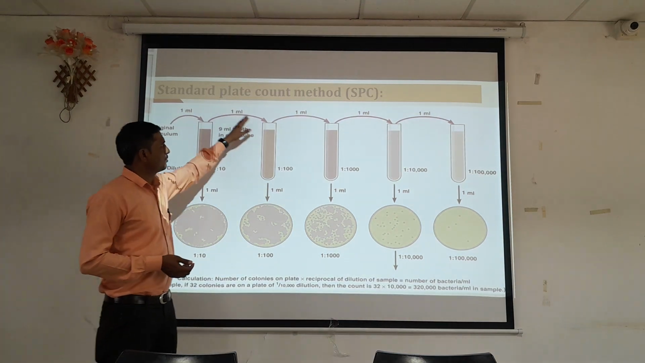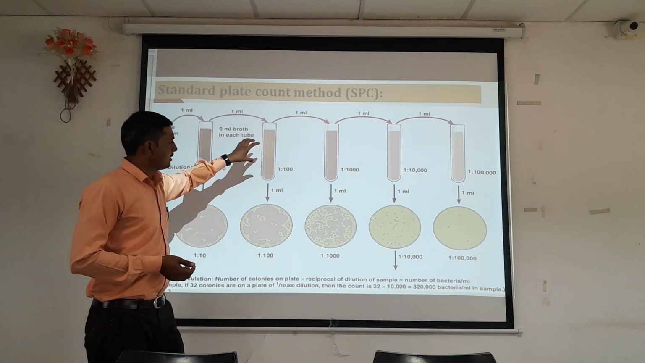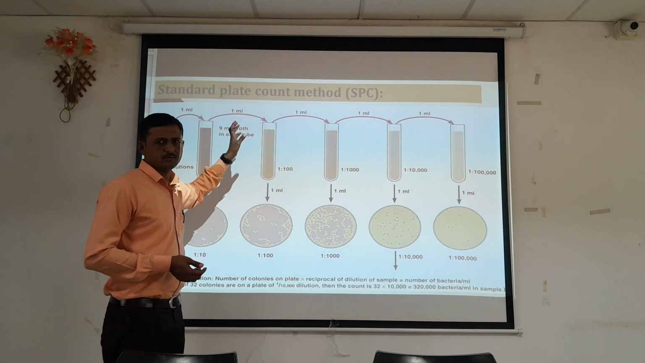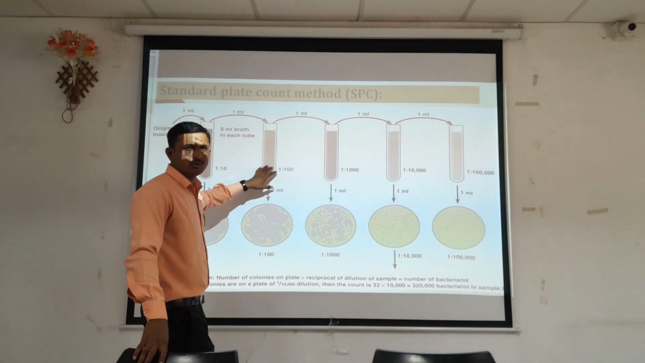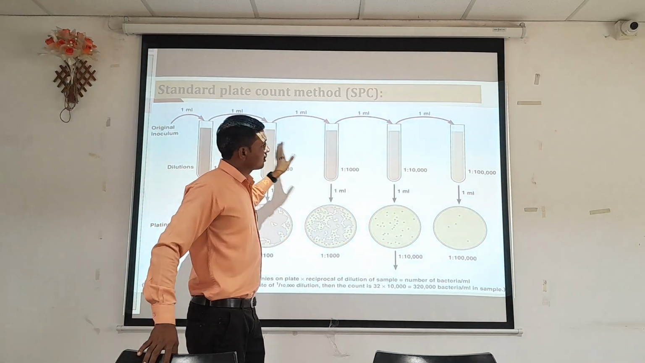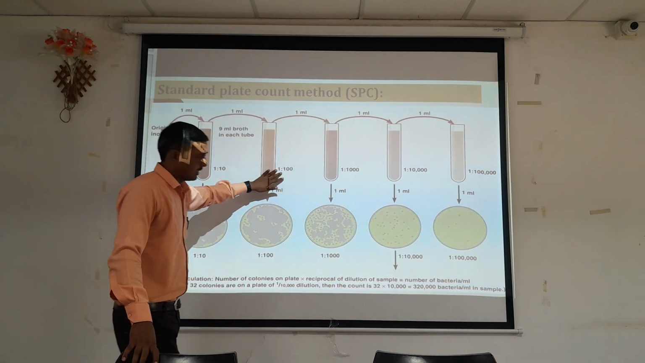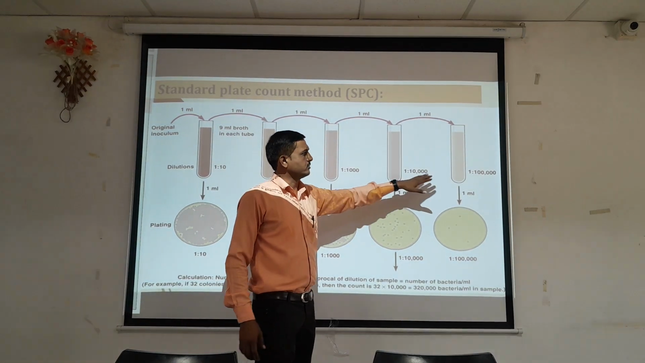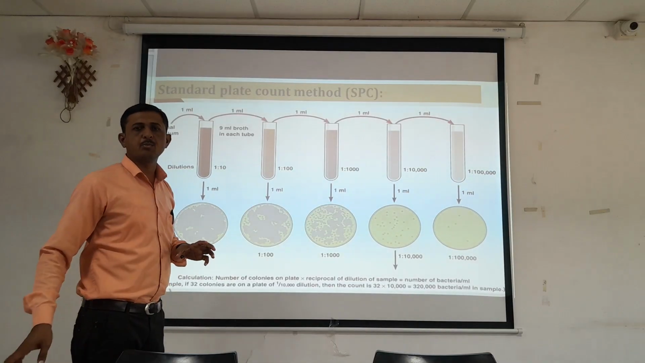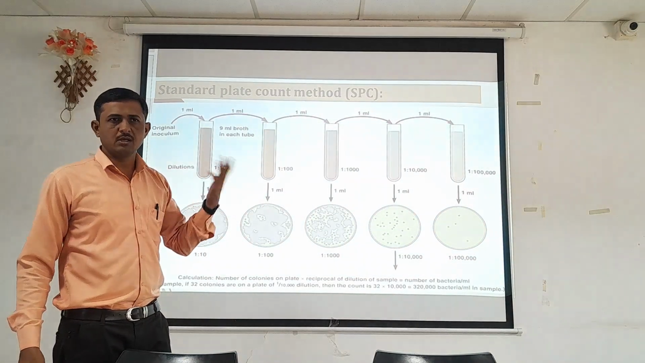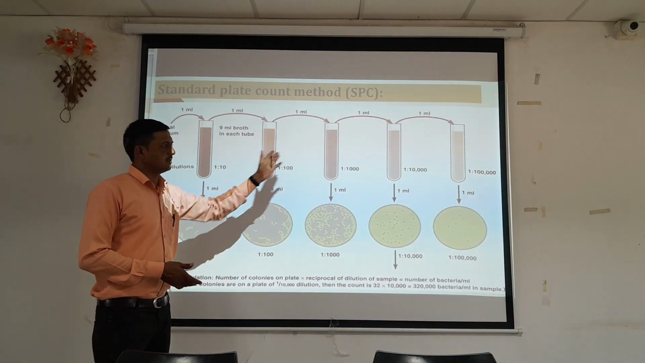After that, from the first tube we transfer 1 ml of that sample to the second tube, which also contains 9 ml of broth or saline solution. The dilution of that second tube becomes 1:100. A similar procedure is followed for the further tubes. That's why the dilutions of the tubes become 1:10, 1:100, 1:1000, 1:10,000, and 1:1 lakh, with respect to the 1 ml of water sample, and each tube contains 9 ml of saline solution or broth media.